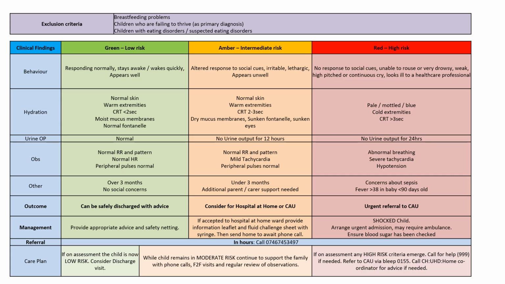When a child with whatever diagnosis you've made is not eating and drinking, and you need to assess whether or not they'll be suitable for hospital at home, we have our pathway in front of you. First thing to point out is we do have an exclusion criteria on this pathway. We don't support breastfeeding problems at the moment. Also, children who are failing to thrive as their primary diagnosis are not suitable for hospital at home care. And also, we don't support children with eating disorders or suspecting eating disorders, as all these children require higher levels of care, usually as an inpatient or by a specialist service.